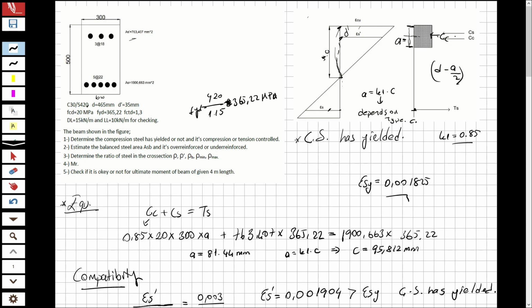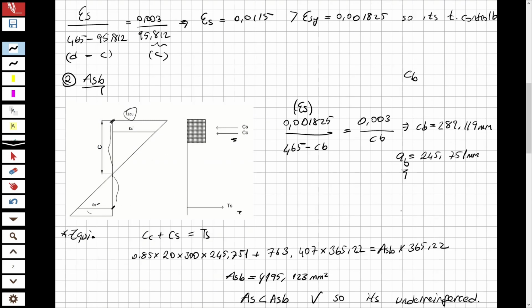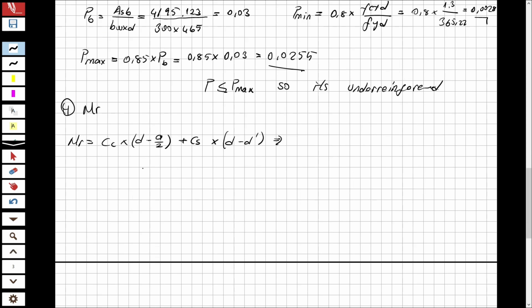For CS, I'm going to take the moment with respect to that point. For the CS, it's going to be something like this. For example, this is a rust cover here, d prime, okay? And this is also d prime. Normally it is 500 millimeters, so I'm going to take the 2 d prime. So it's going to be 430, okay? This is going to be 430.